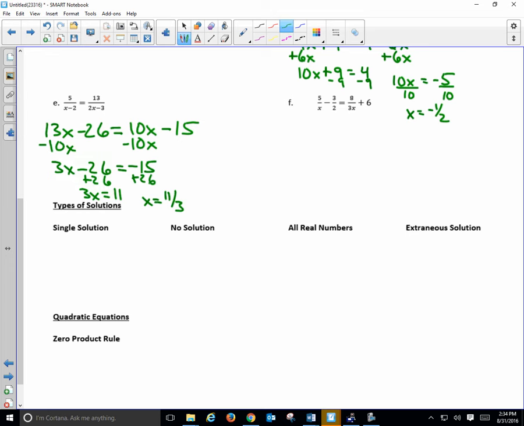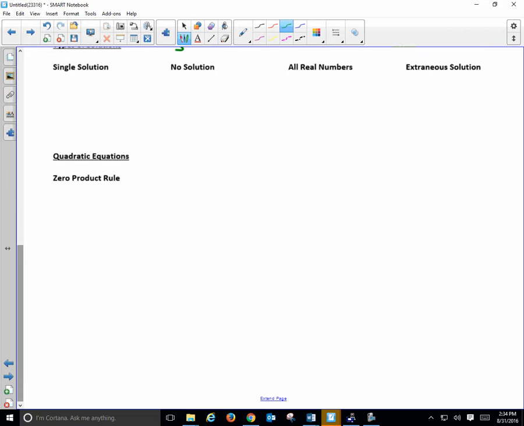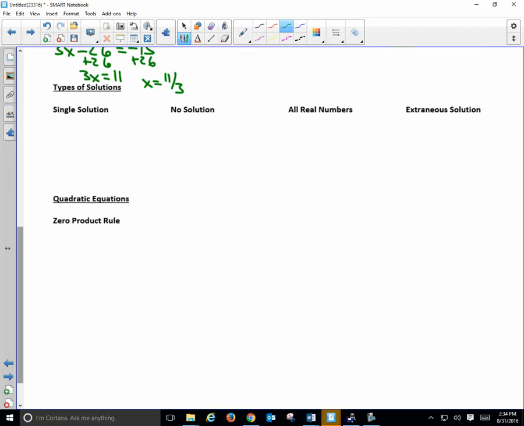So we're not going to come up with integers every time. The solutions won't necessarily be negative 6 or positive 15 or 2 or 11 or negative 1. You do sometimes come up with interesting solutions. You might come up with a single solution. So you get x is equal to 11/3. That's a single solution.